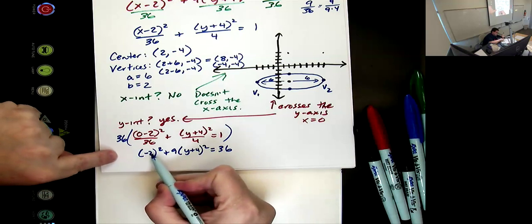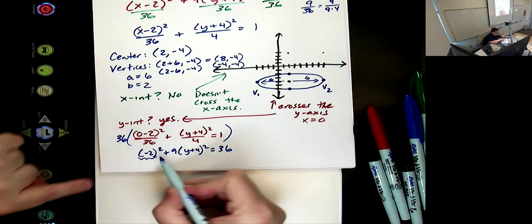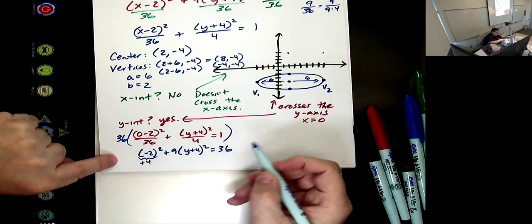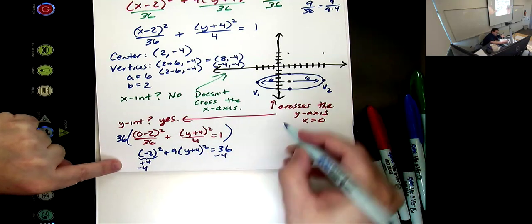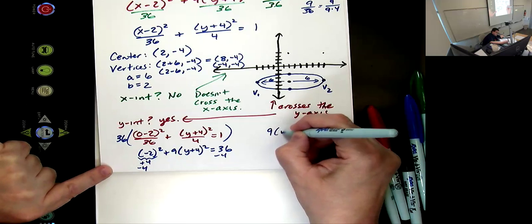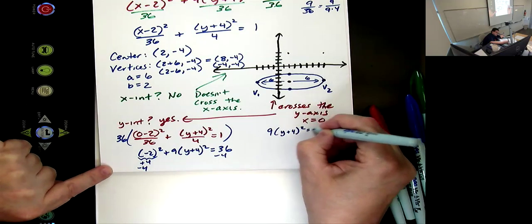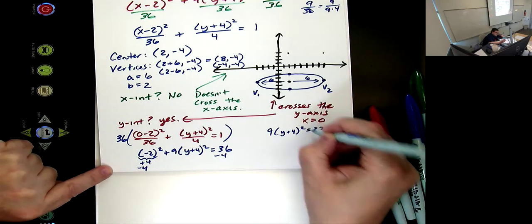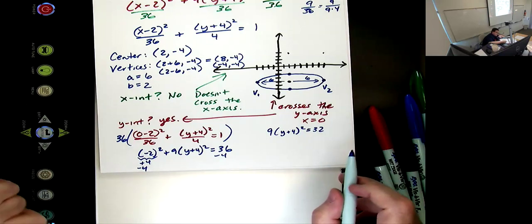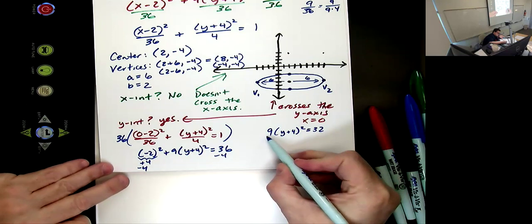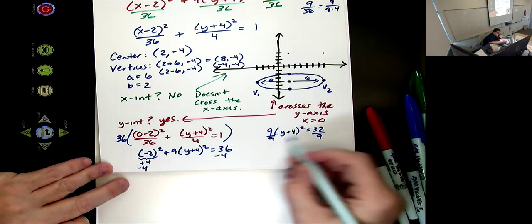So -2 squared, what is that value? It's +4. So I'm going to move it to the other side by subtracting it. And you get 9y plus 4 squared equals 32. You might be inclined to multiply this all out and try to use the quadratic formula, but we can just as easily divide by 9 here.